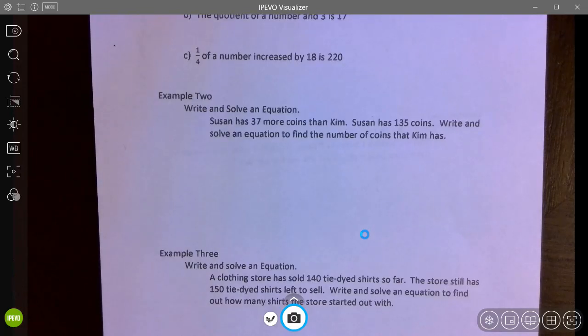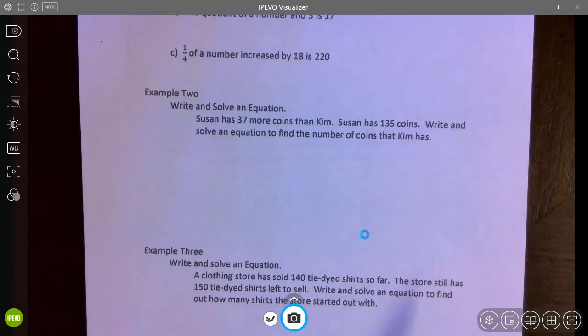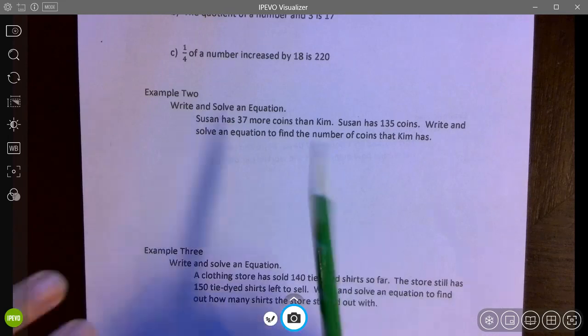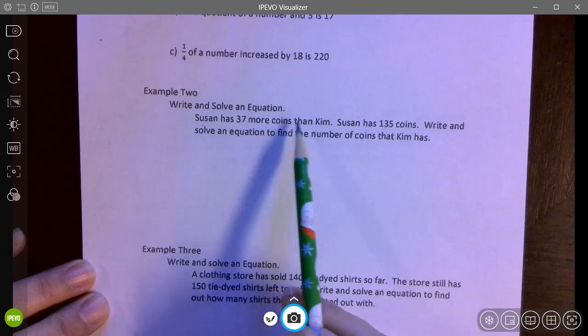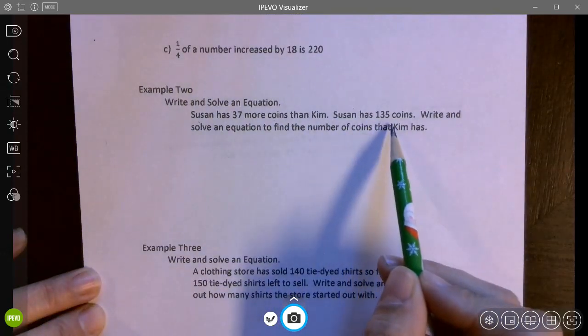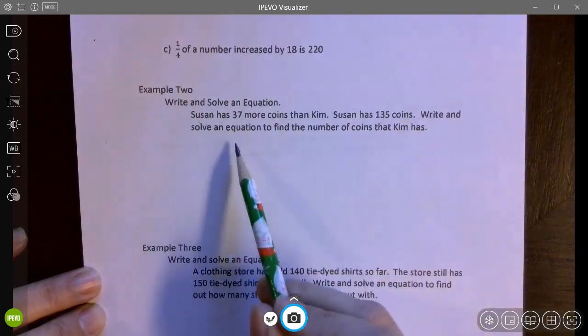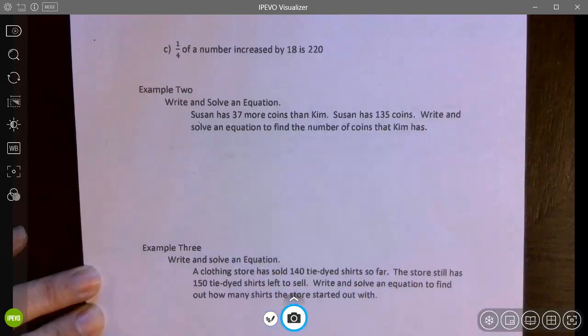Today we're going to talk about problem solving with one-step equations. So right here we have write and solve an equation. Susan has 37 more coins than Kim. Susan has 135 coins. Write and solve an equation to find the number of coins that Kim has.